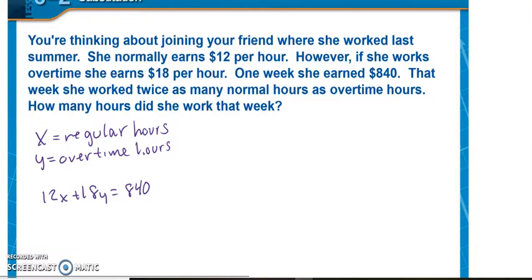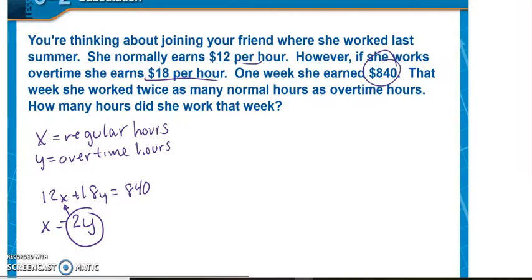Okay, here's the first equation for this. I defined the variable. She normally earns $12 per hour, so that's regular. And then overtime, she works $18 per hour. And in 1 week, she earned $840. So that week, she worked twice as many normal hours as overtime hours. So the number of overtime hours times 2 equals her normal hours. So this is what goes right there.